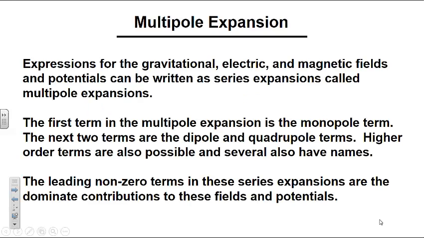Expressions for fields and potentials can be written as series expansions called multipole expansions. The first term in the multipole expansion is the monopole term, the second term is the dipole term, and the third term is the quadrupole term. The leading non-zero term in the multipole expansion is the dominant contribution to the field or potential.